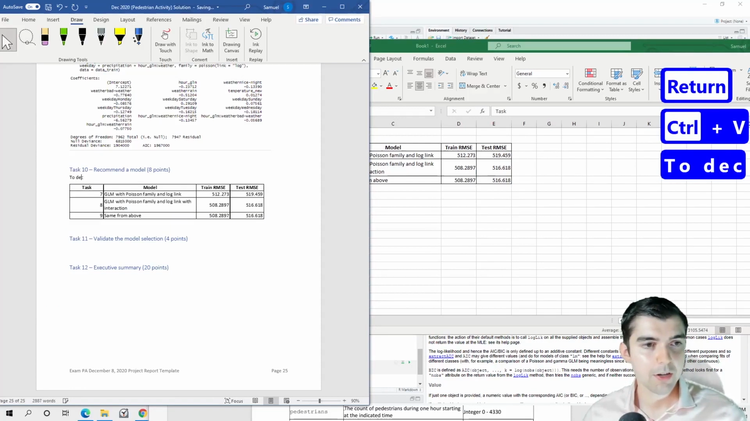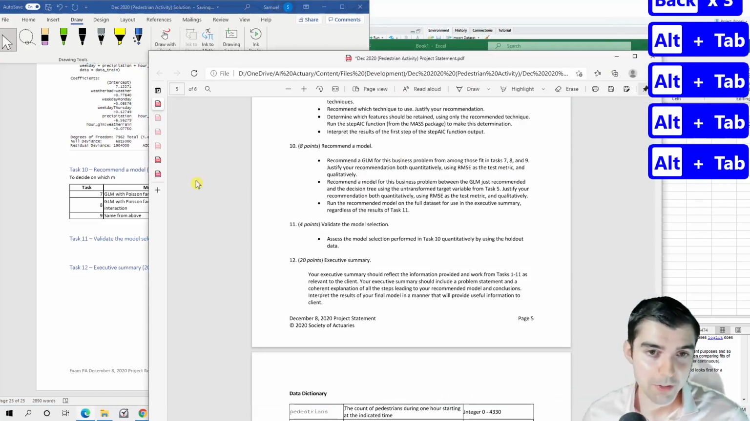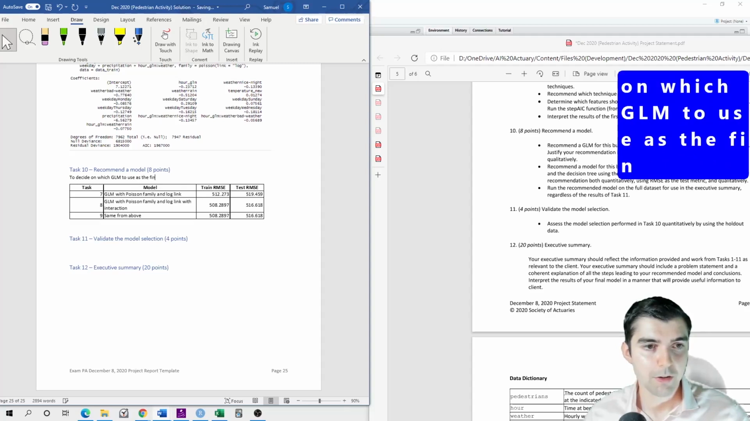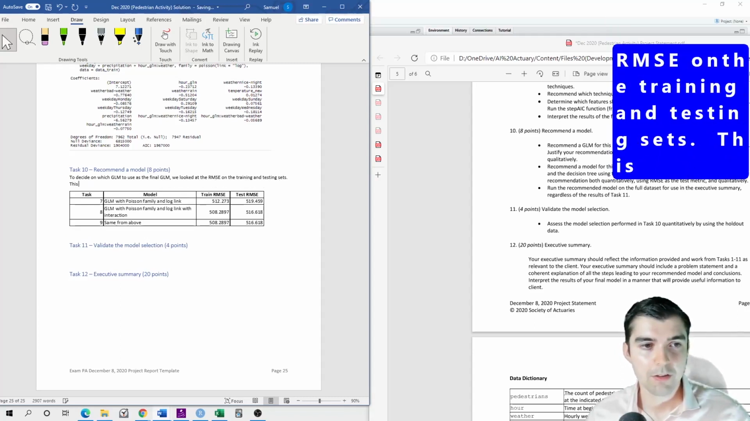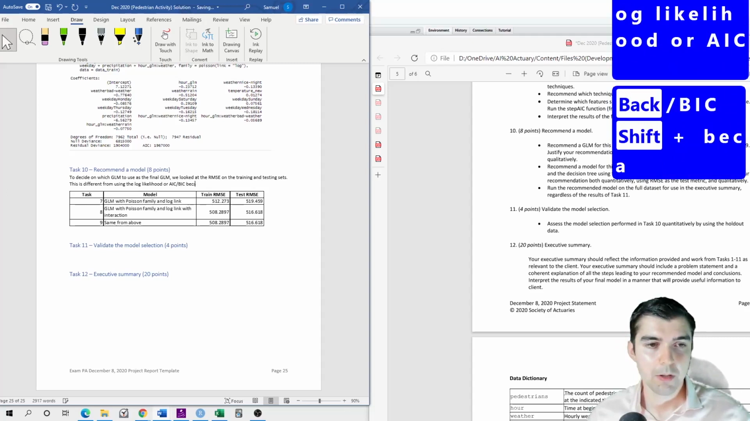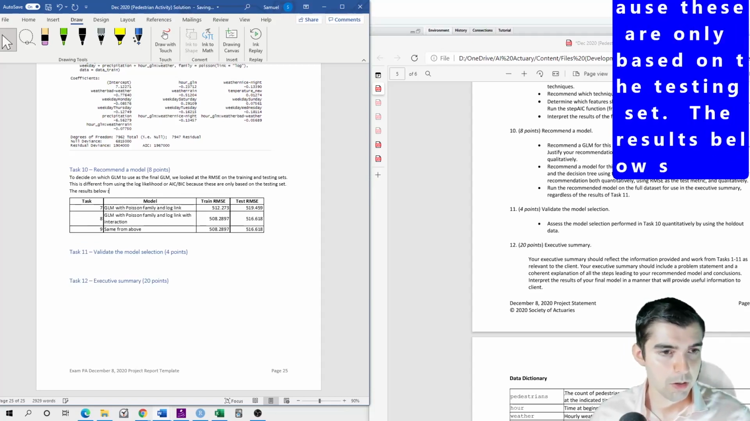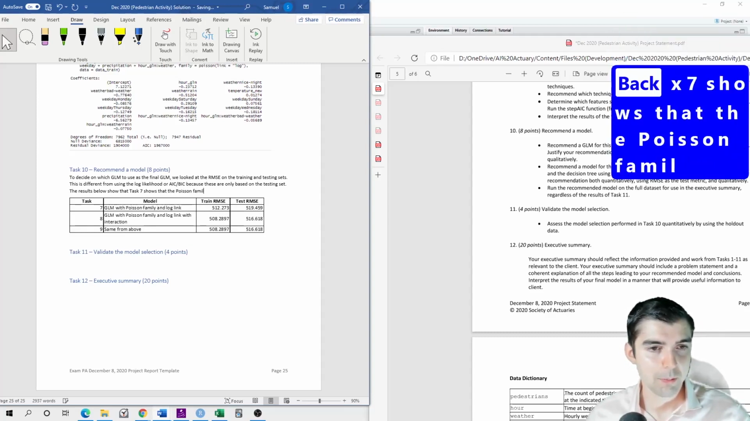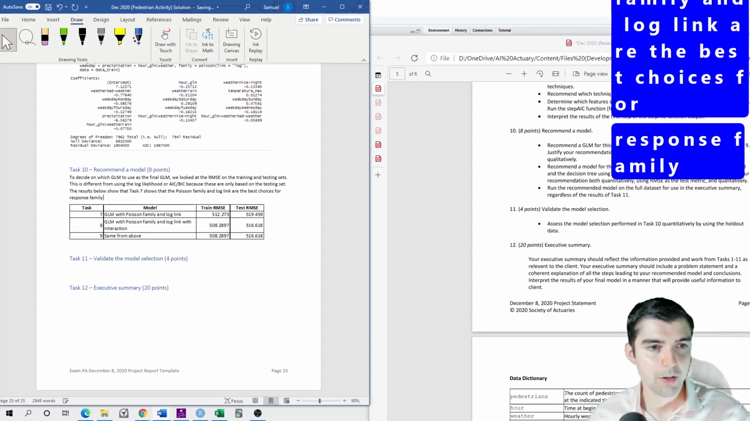So to decide on which model to choose, actually, let's go back to the project statement just to make sure we're doing exactly what they want. Recommend a GLM for this business problem. So on which GLM to use as the final GLM, we looked at the RMSE on the training set and testing sets. This is different from using the log likelihood or AIC/BIC because these are only based on the training set. The results below show that task 7 shows that the Poisson family and log link are the best choices for response family and link function.